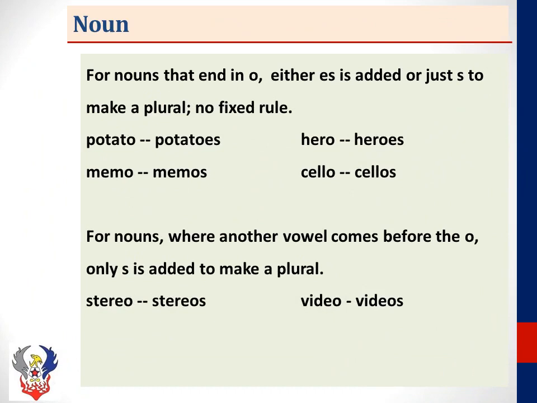For nouns that end in o, either es is added or just s to make a plural; there is no fixed rule. Potato, potatoes. Hero, heroes. Memo, memos. Cello, cellos. For nouns where another vowel comes before the o, only s is added to make a plural. Stereo, stereos. Video, videos.